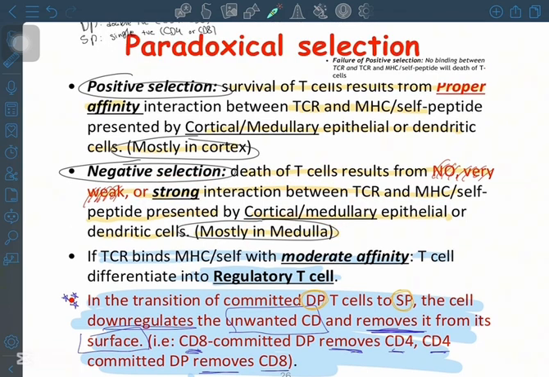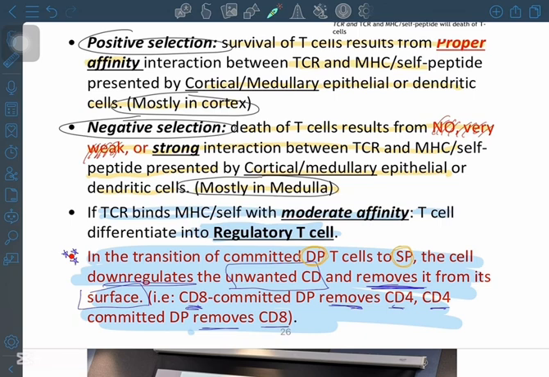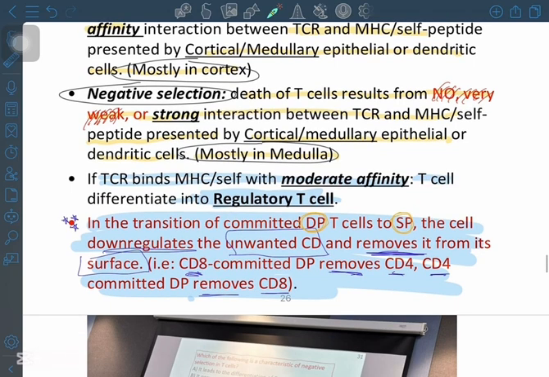Now let's eliminate cases. Let's say it doesn't bind properly. Let's say not strong interaction. Let's say that we remove the idea of there being no binding at all, and instead it has moderate affinity. In this case, this T cell will differentiate into a regulatory T cell. When you think about regulatory T cells, I want you to think of the brake in the car. It is the brake of the immune system. It helps regulate and prevents autoimmunity.